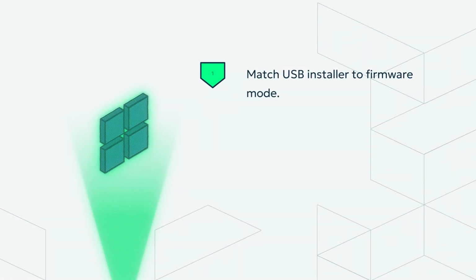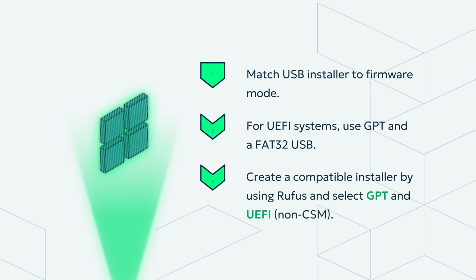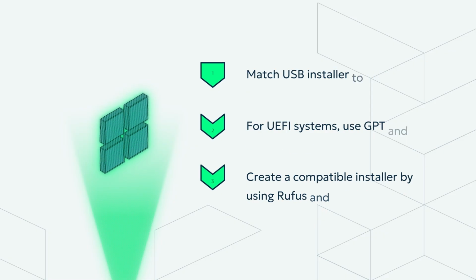How to fix the installation error. First, make sure your USB installer and system firmware mode match. For modern systems using UEFI, the drive should use a GPT partition style, and the USB installer should use a FAT32 file system. Use a tool like Rufus to create a compatible installer by selecting GPT as the partition scheme and UEFI non-CSM as the target system.